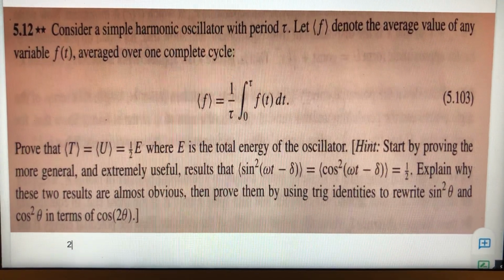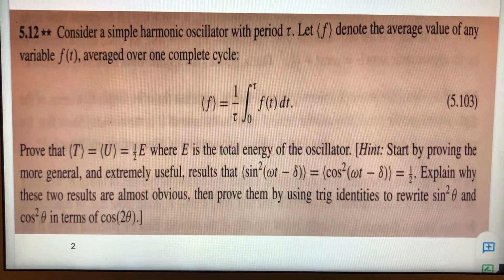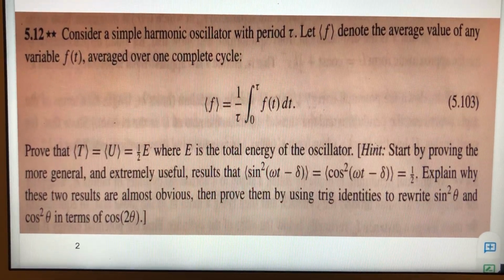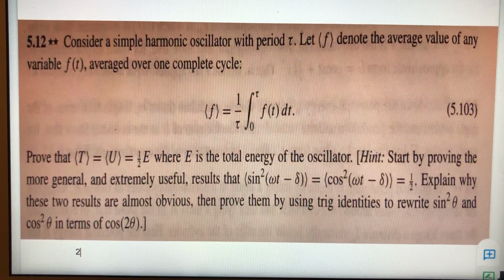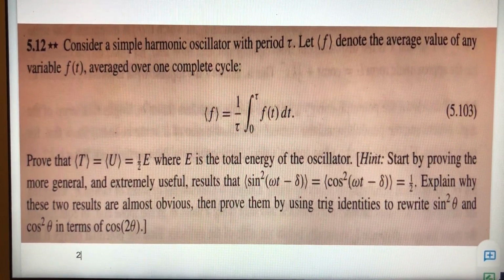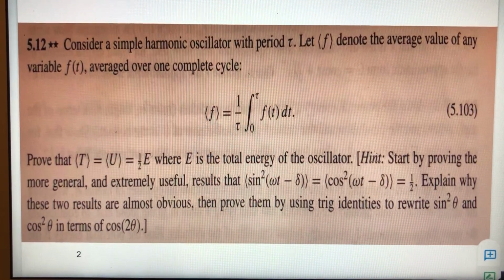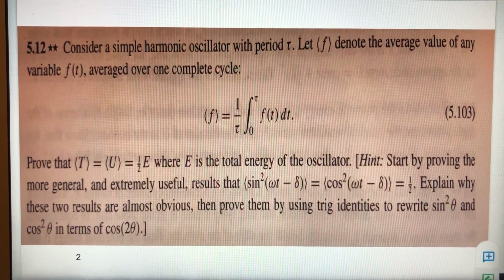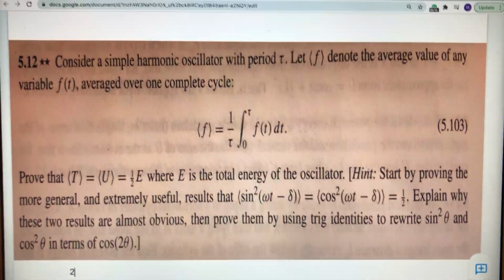And it says, start by proving the more general and extremely useful results that the average of sine squared(omega t minus delta) equals the average of cosine squared(omega t minus delta) equals 1/2. Explain why these two results are almost obvious, then prove them by using trig identities to write sine squared theta and cosine squared theta in terms of cosine 2 theta.